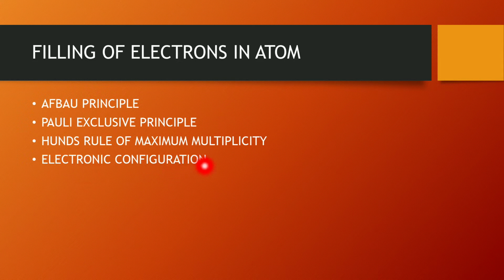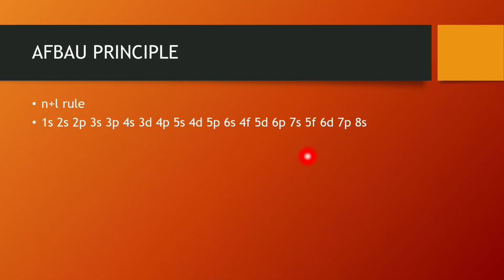This part plays a very important role in the whole of chemistry. So knowing this principle is very important for chemistry. So let's start with our Aufbau principle. What is the Aufbau principle? The Aufbau principle is basically the n plus L rule.